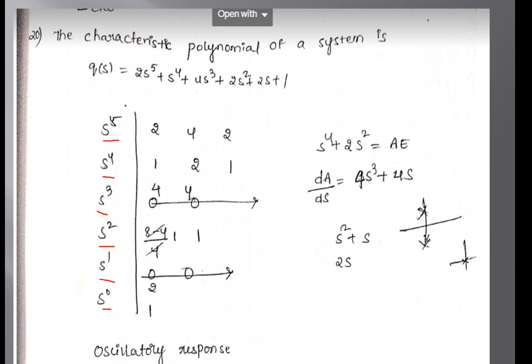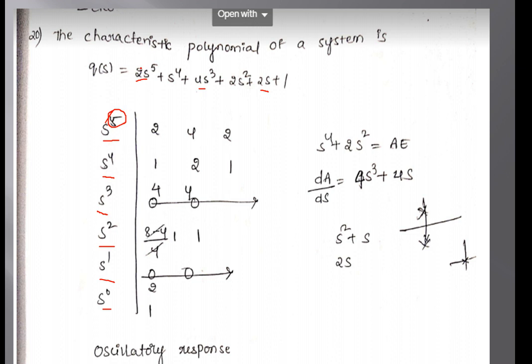So here the 5 is the odd number. S power 5 is the highest power, and this is an odd number. So you have to write all the odd number quotients in this row. So here s power 5 quotient is 2, and s power 3 quotient is 4, and s power 1 quotient is 2. So we are having 2s power 5, s power 4 plus 4s cube plus 2s square plus 2s plus 1.